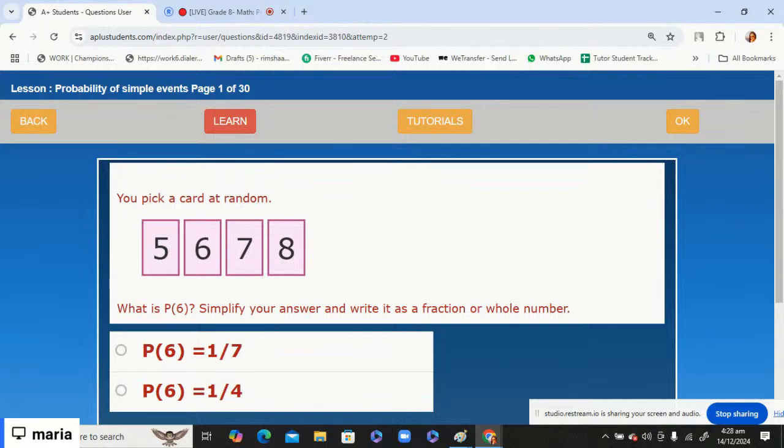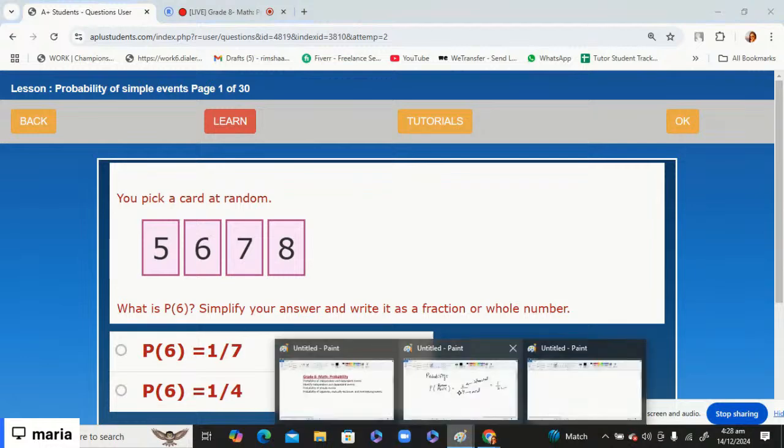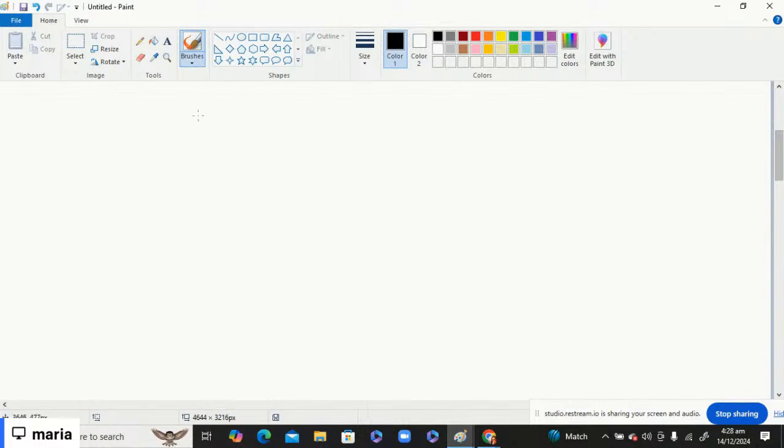You pick a card at random. 4 cards are given: 5, 6, 7, and 8. What is the probability of 6? Simplify your answer and write it as a fraction or as a whole number. Okay, 5, 6, 7, and 8. These are 4 cards.